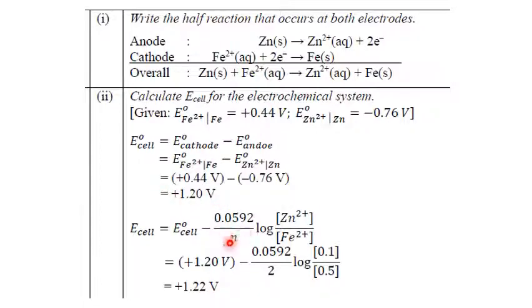Okay, next, what is the value of n? n refers to the number of electrons. Based on the anode and cathode equations, we notice the number of electrons is 2. And then log Q, where Q is the concentration of product over the concentration of reactant. Zinc solid and iron solid are ignored, because if you still remember for the Q in chapter 6, XK015, we ignore liquid and solid. Then you substitute all the values, and you get the answer, which is positive 1.22 volt.